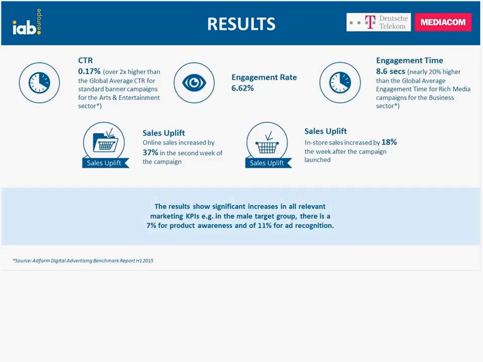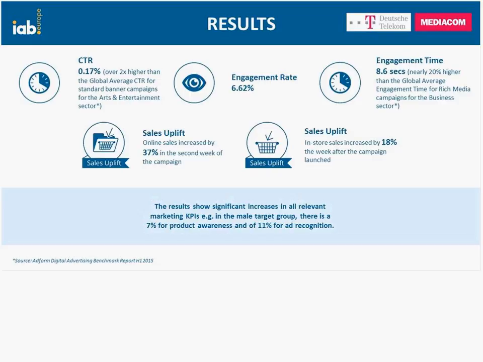The results sort of speak for themselves. Our source here and our benchmark, a point of reference, comes from the Adform Digital Advertising Benchmark Report we release every year. And programmatic brand is sort of our bag, so we monitor and look across the board at various creative performances.